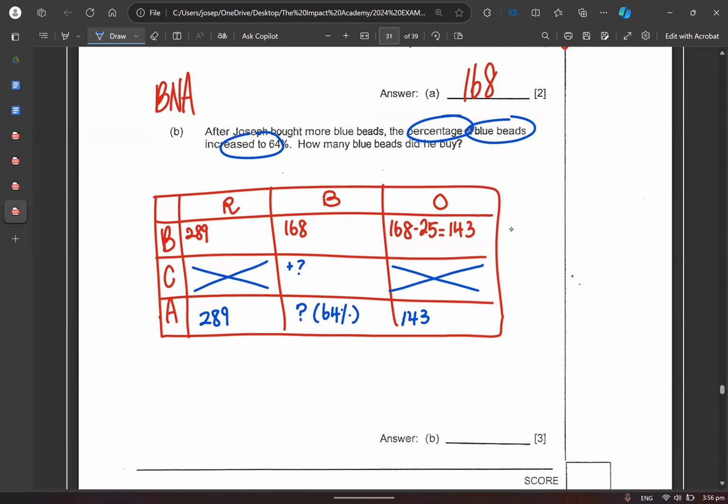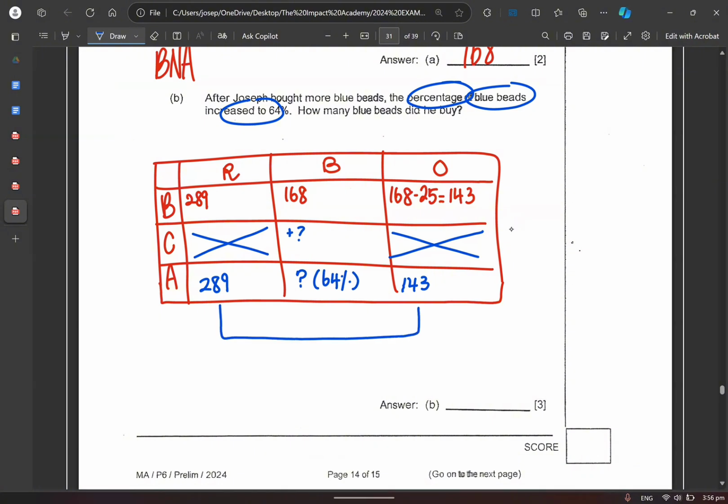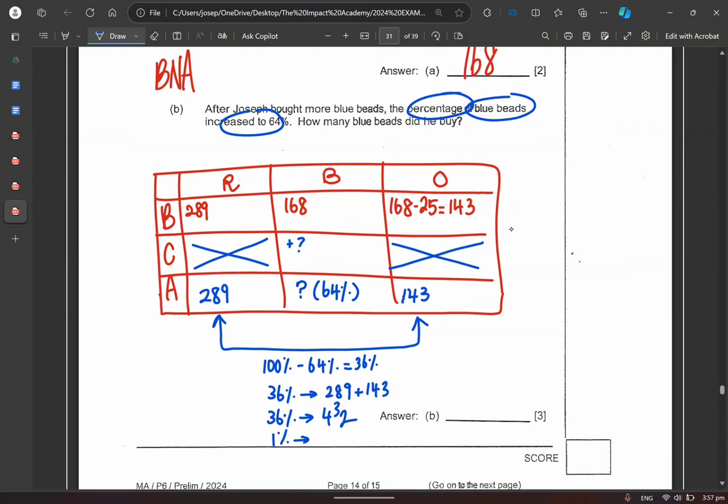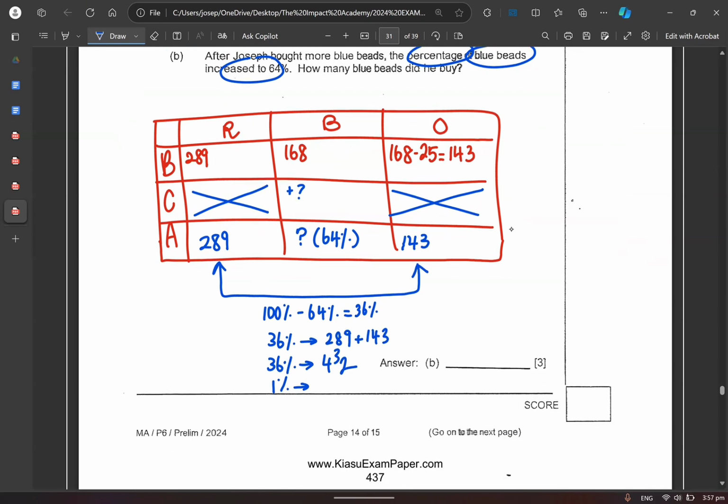True? Well, this basically tells you that these two over here, the red and the orange, I don't know the individual, but I know the total. The total is basically 100% minus away 64%. Agree or disagree? All right, that gives me 36%. All right, 36% is actually equals to 289 plus 143. Okay, so 36% is actually equals to 432. Okay, so what I want to do next is I want to find my Mr. Green Man, which is my 1%, and my 1% is actually 12. Am I making sense here?